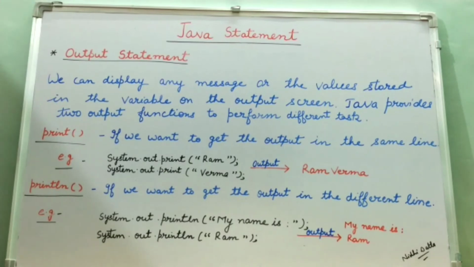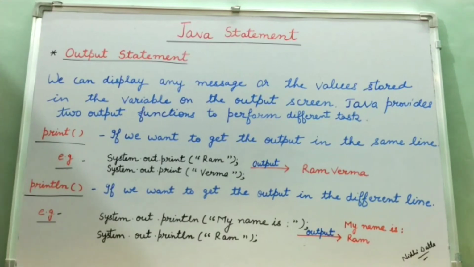What is the use of this function? If we want to get the output in the same line, we can use the print function. An example is given here: System.out.print within brackets, Ram written within double quotes, and the statement ended with a semicolon. Then System.out.print Verma within double quotes, parenthesis closed, and ended with a semicolon.